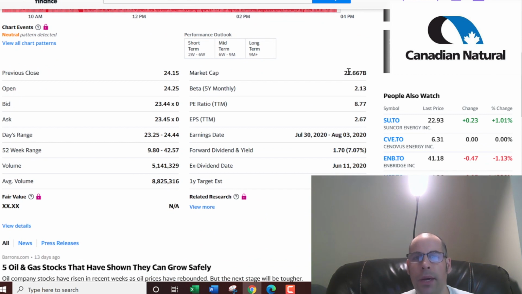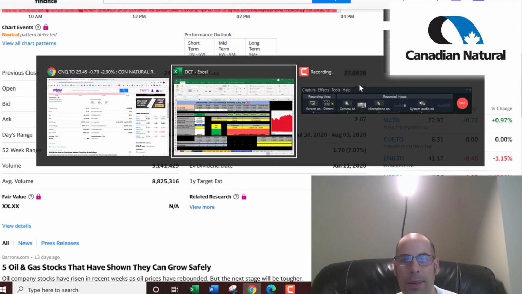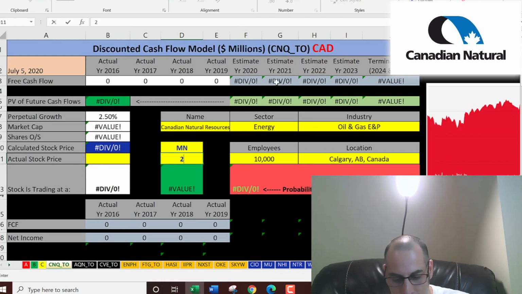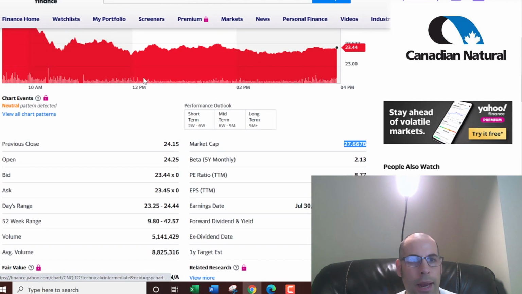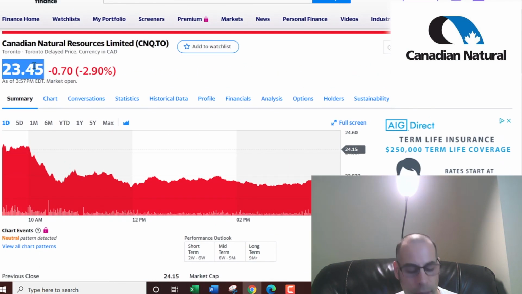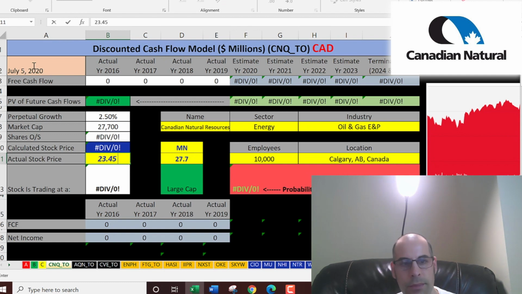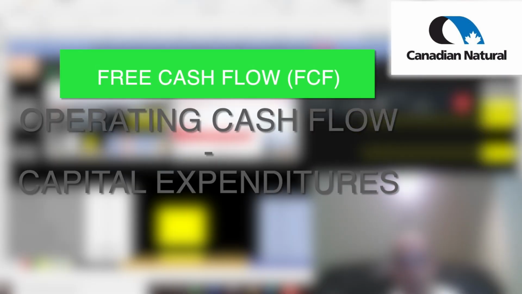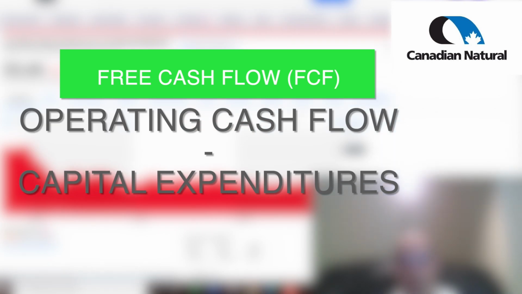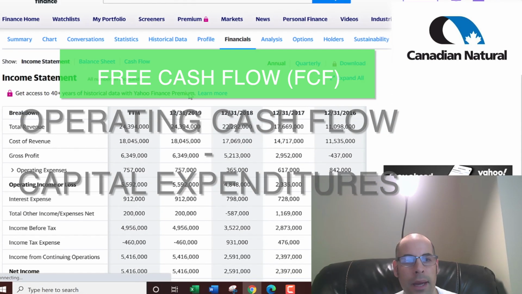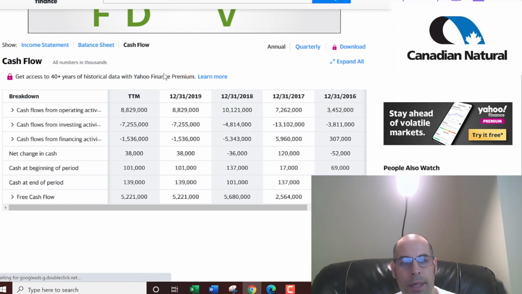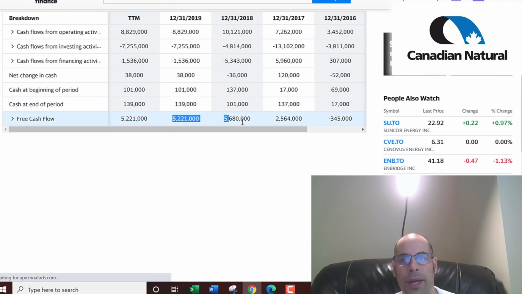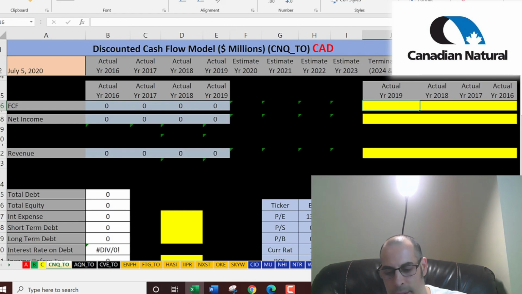This company's market cap is 27.7 billion Canadian dollars, and they're trading at $23.45. Now we need the free cash flow. This is the cash that's left over after paying your expenses. The way you value a company is you estimate future free cash flows and discount that number back to today's dollar amount. And that's what I'm doing in this video.